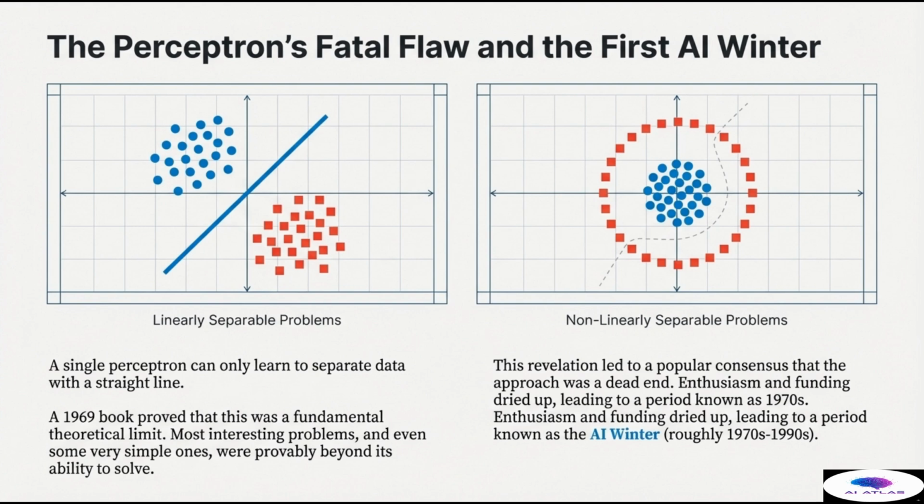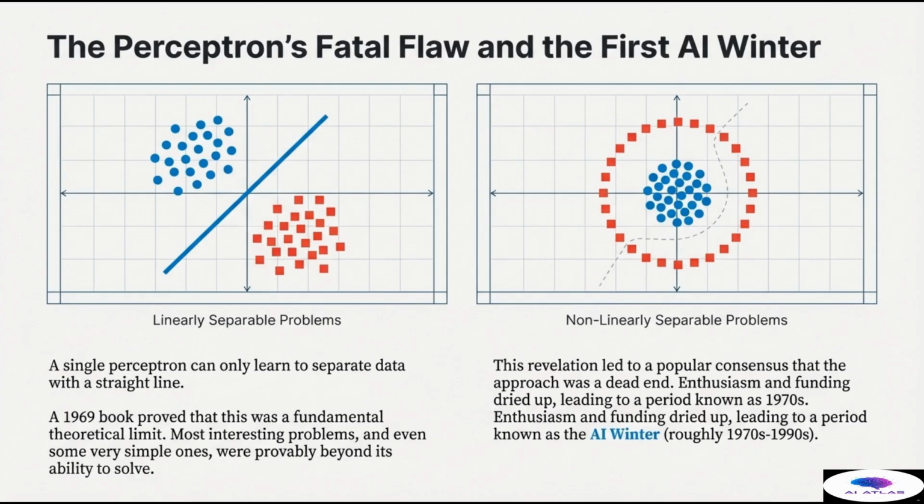Consider the diagram on the right, which illustrates a non-linearly separable problem. Here, the blue dots are encircled by the red squares. No matter where you draw a single straight line, you cannot completely separate the two classes. Problems like the logical XOR function, which requires a nonlinear decision boundary, proved impossible for the perceptron to solve.